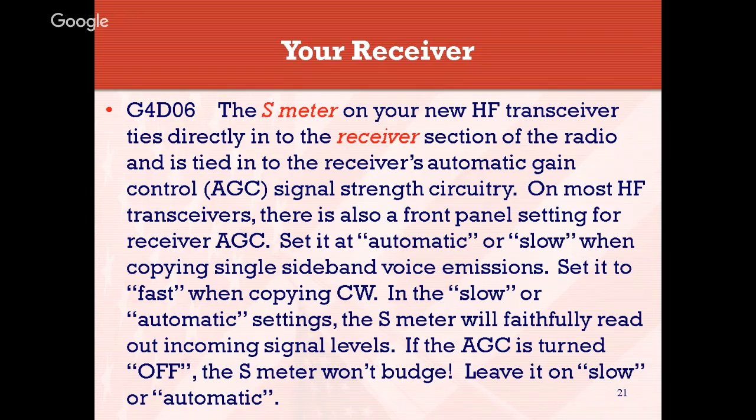The automatic gain control, if you remember, predominantly works to make sure that what you're hearing isn't fading in and out, that it maintains some type of consistency in regards to the level of the signal that you're hearing. So set it for slow for single sideband, set it for fast for CW. If the AGC, however, is turned off, the S meter will not budge. So leave it on slow or automatic or one of those.